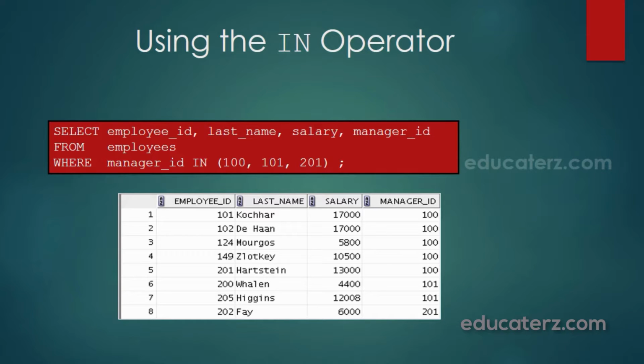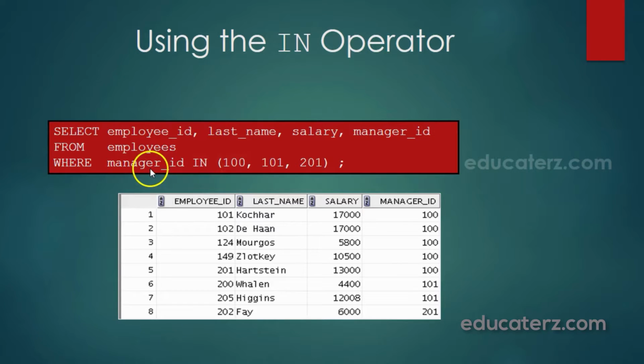Question is, as an example, if you want to retrieve the details of the employee whose manager ID is 100, 101, 201. In that case, we write a query like this. Select employee ID, last name, salary, manager ID from employees table where manager ID in 100, 101, 201. So we are using the IN operator in the where clause.